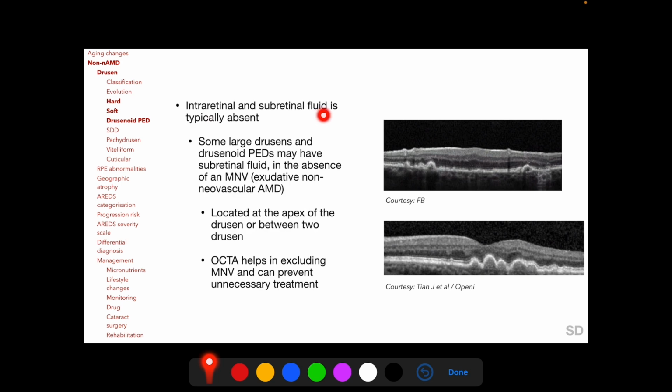Intraretinal and subretinal fluid is typically absent with drusens, but some large drusens and drusenoid PEDs may have overlying subretinal fluid in the absence of a macular neovascularization. And this is called exudative non-neovascular AMD, that is a non-neovascular AMD in which there is fluid within or beneath the retina. The subretinal fluid is usually located at the apex of the drusen or between two drusen. And in this situation, OCTA helps in excluding macular neovascularization and thus can prevent unnecessary treatment. We will be discussing further about exudative non-neovascular AMD in the next session.